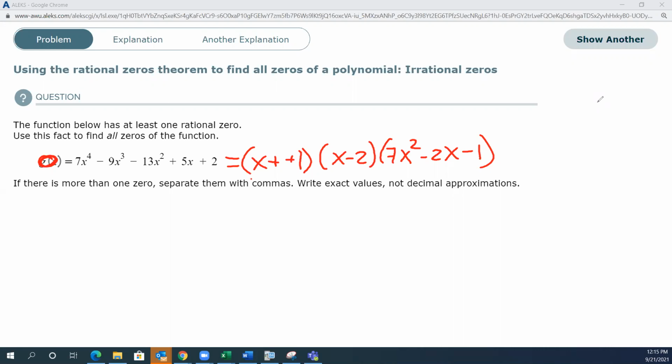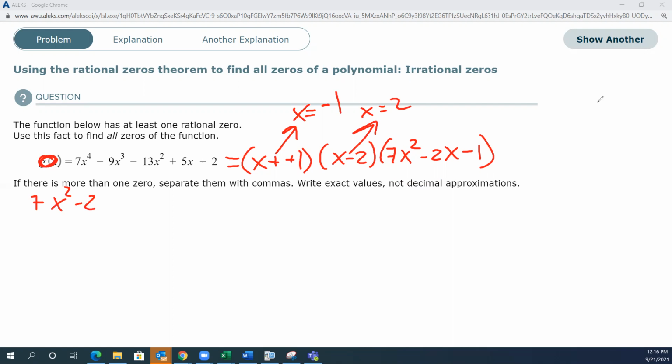Now notice, all 3 of our factors are either linear, highest power of x is 1, or quadratic, highest power of x is 2. We know how to work with those. So when I set this guy equal to 0, I get x equals negative 1. Yeah, we already knew about that. When I set that factor equal to 0, I get x equals 2. Cool.